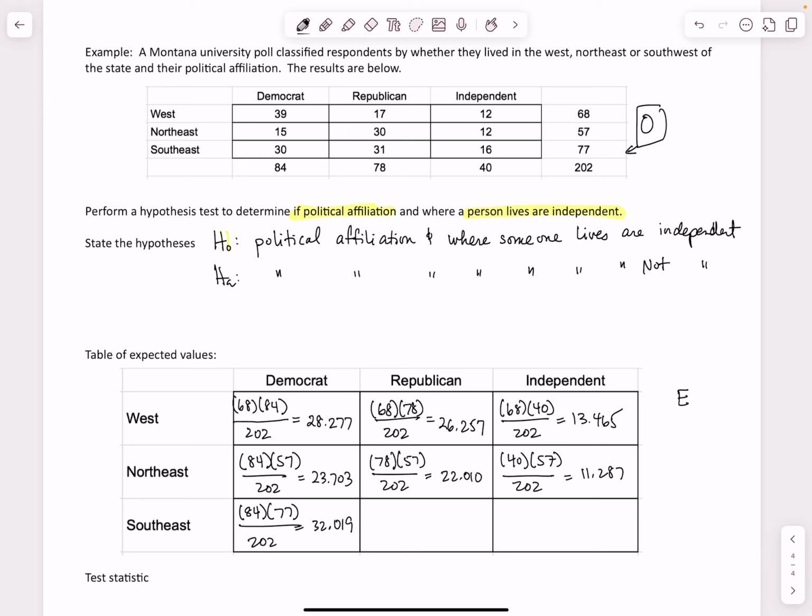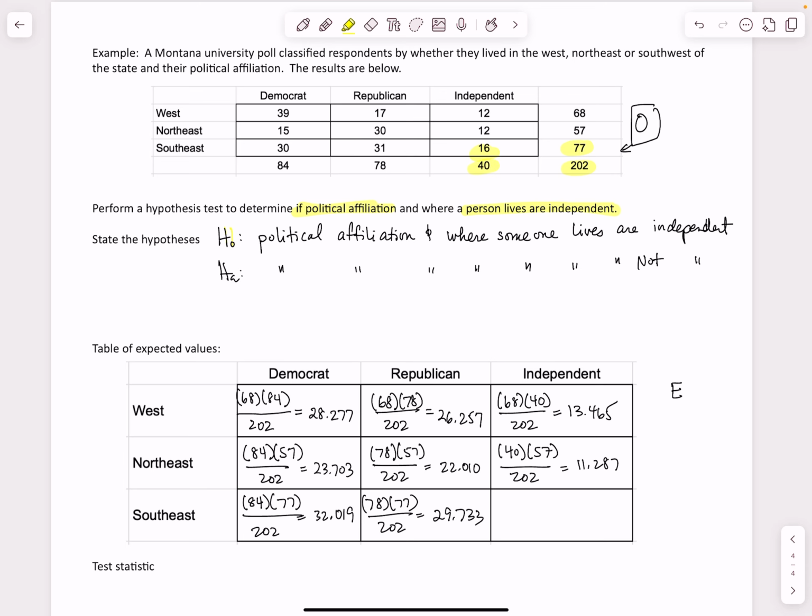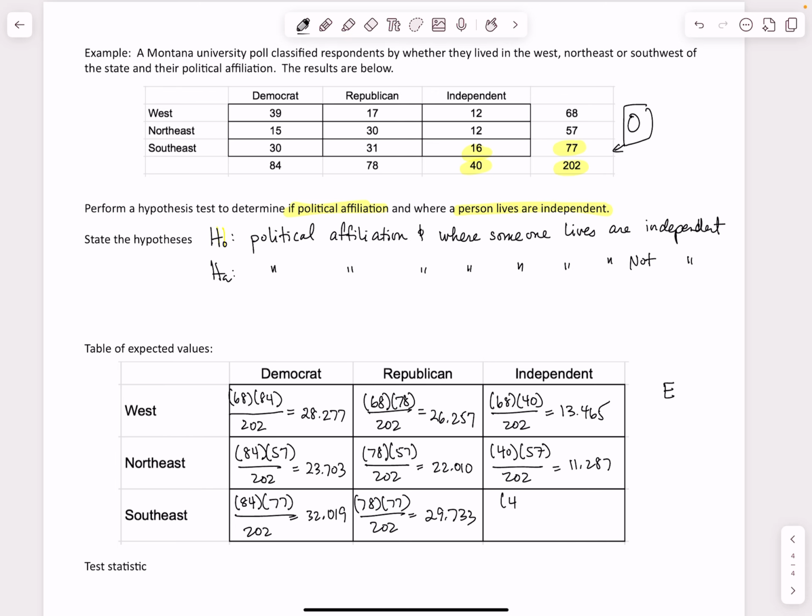Then the next one here, let me go ahead and highlight that one. We are looking for this entry, so 78, 77, and 202. So 78 times 77 over 202. I get 29.733. And the very last one, I want 40 times 77 over 202. I get 15.248. So these are all the expected values.